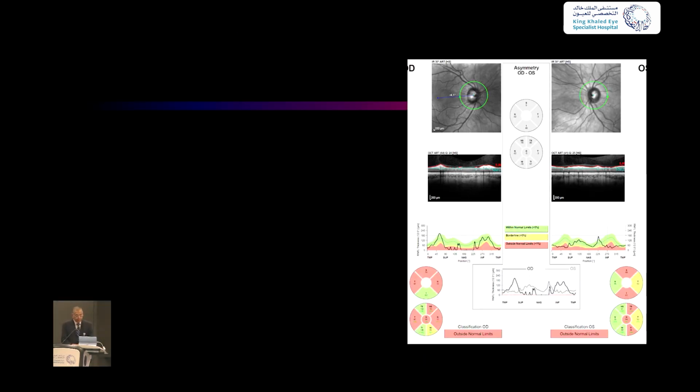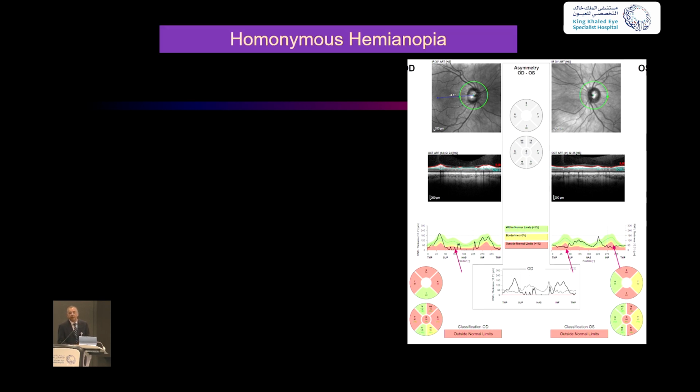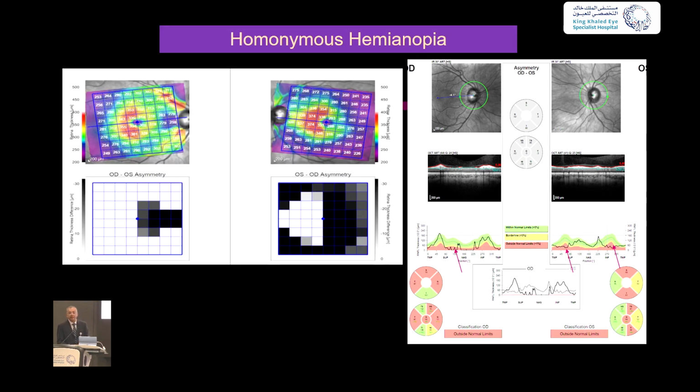On the other hand, when you get extreme asymmetry, like in this case, you see the severe loss of nerve fiber layer, there is no symmetry whatsoever. When you see this, you realize that there is a loss in the nasal region and a loss in the temporal region. And the reason, hemianopia. And you can see that on the macular thickness. You can see how the macular thickness is cut off vertically. You can identify this.